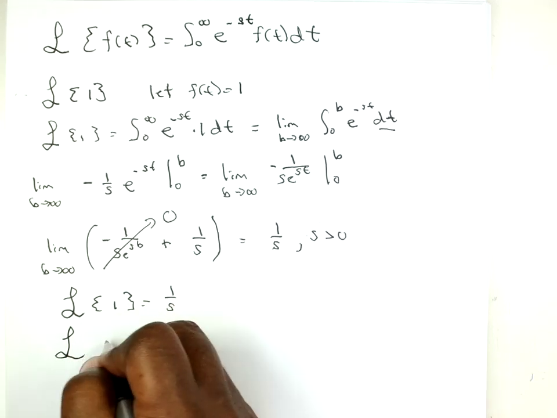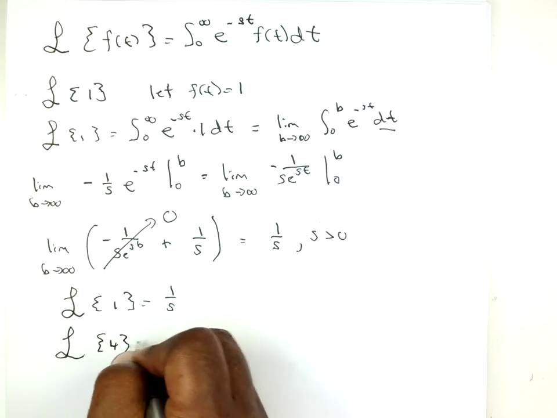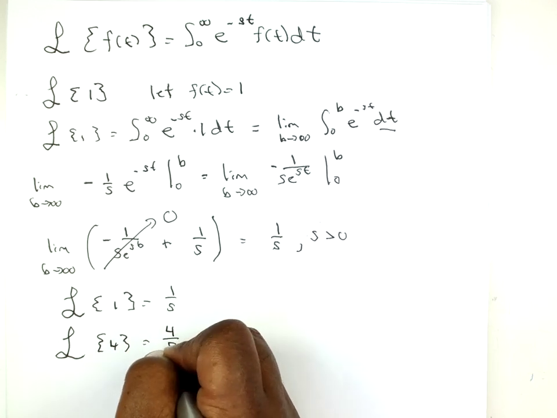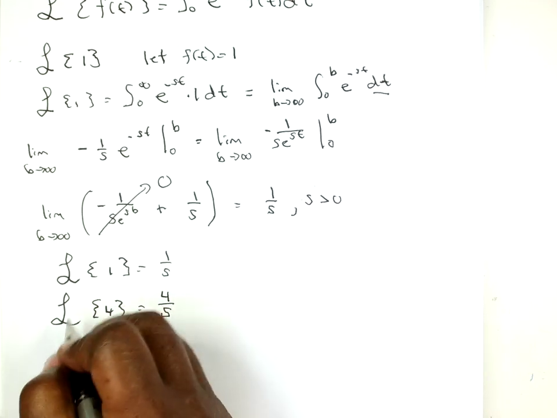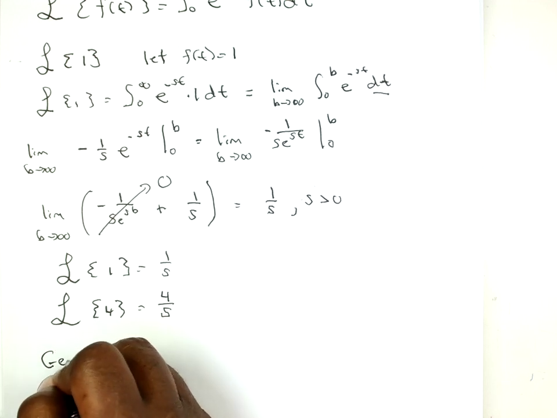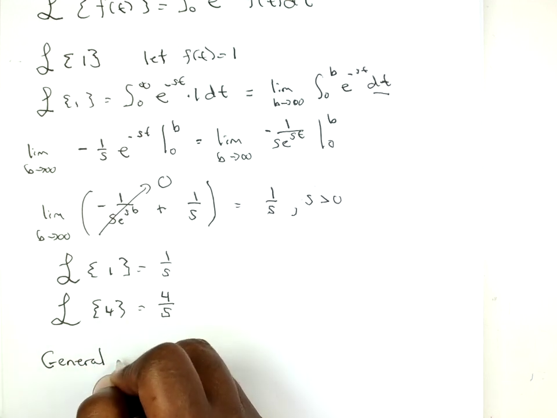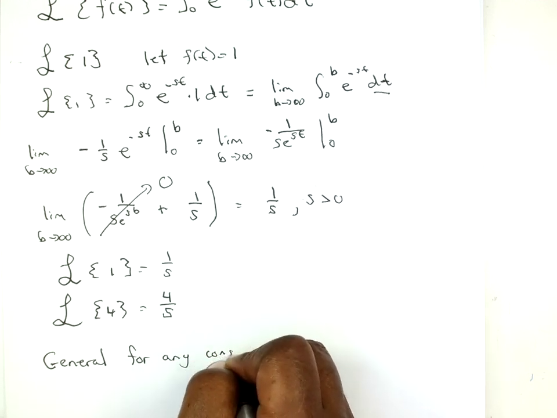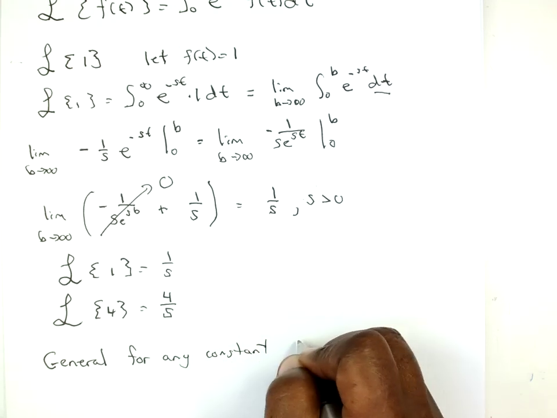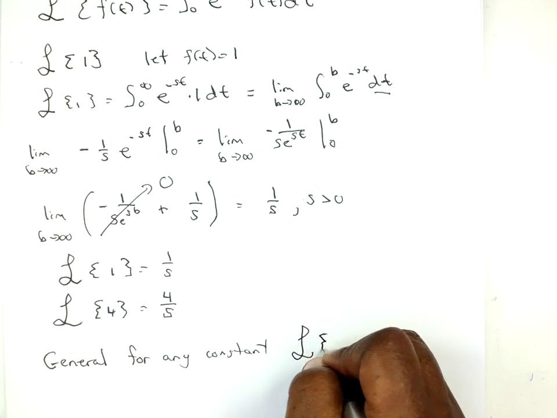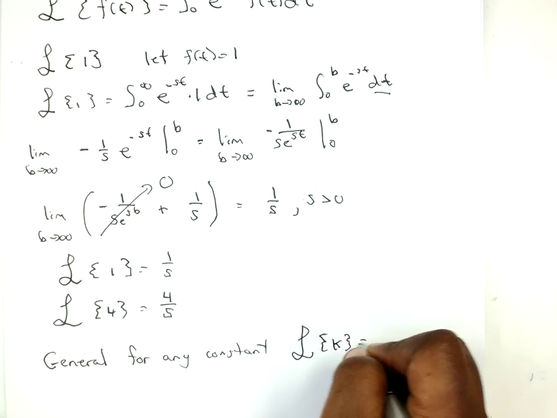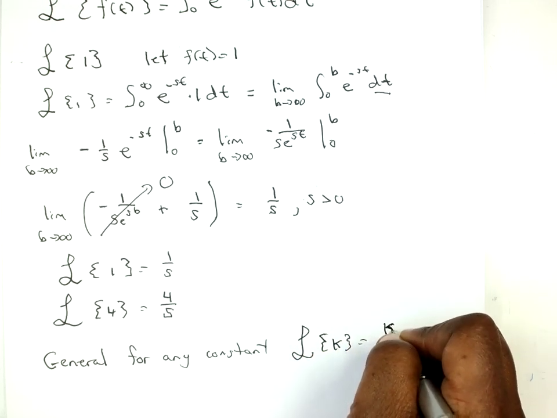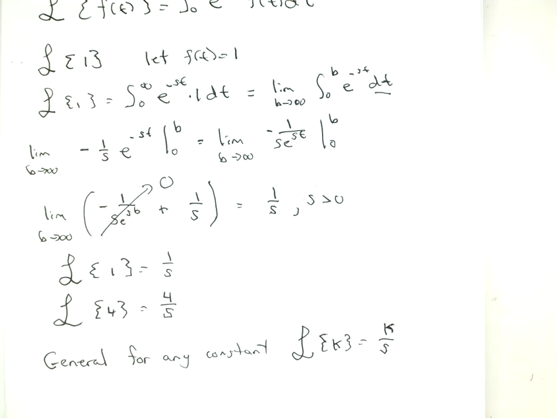If I had a Laplace transform of 4, it would be 4 over s. So the general, for any constant k, the Laplace transform of that constant is equal to k over s. And that is our first Laplace transform.